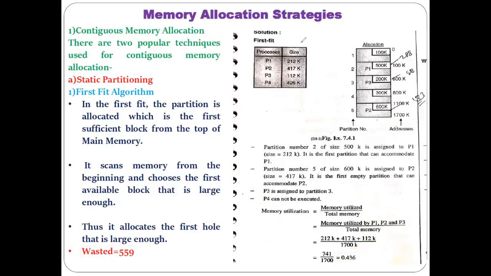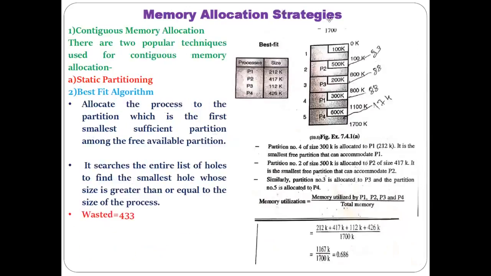We have to compare this when we compare these strategies: first fit, best fit, and worst fit. Let's see the next strategy under static partitioning, which we use to allocate memory to different processes. The second strategy is the best fit algorithm. The same example is used here. What does the best fit algorithm say? Allocate the process to the partition which is the first smallest sufficient partition among the free available partitions. Concentrate on this particular sentence.